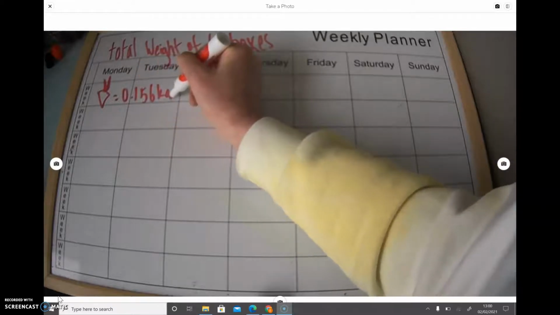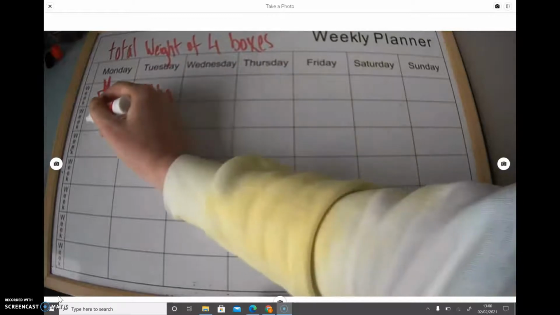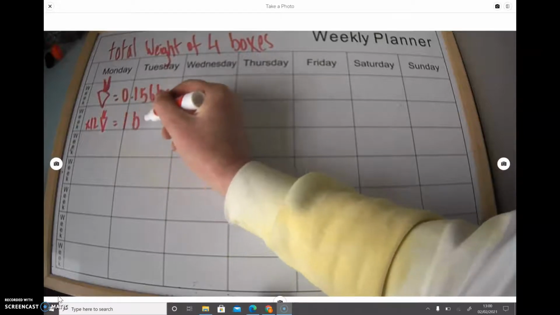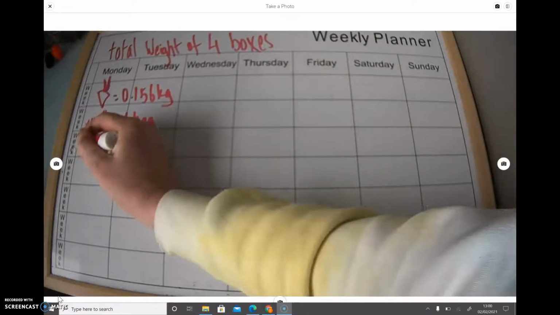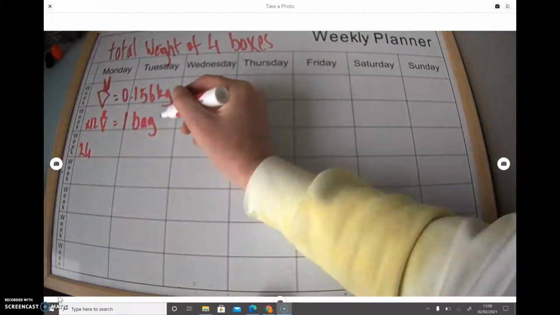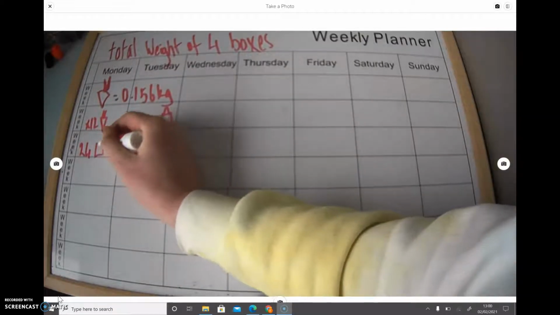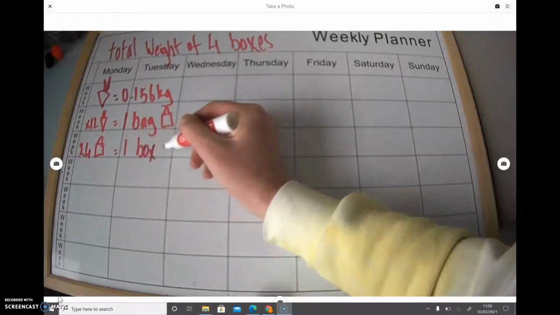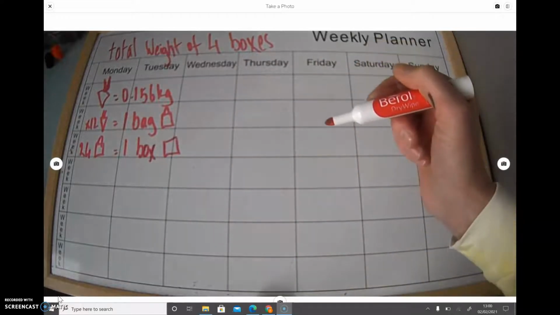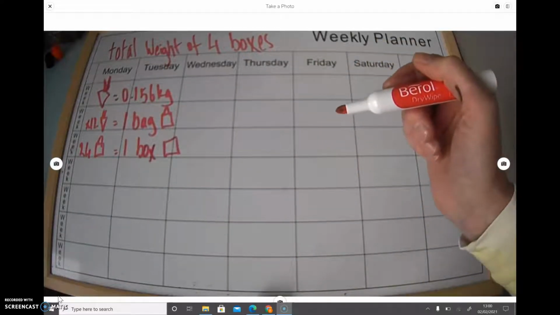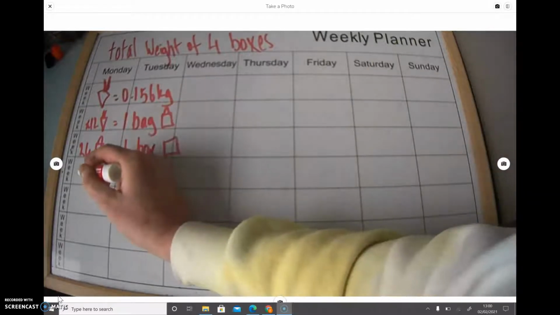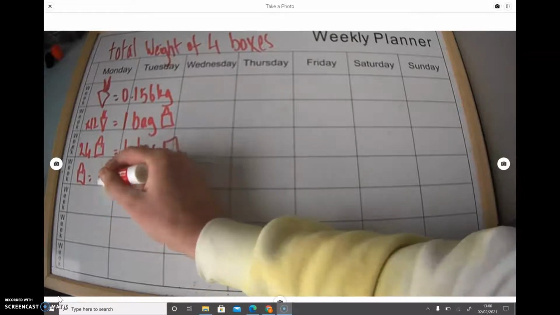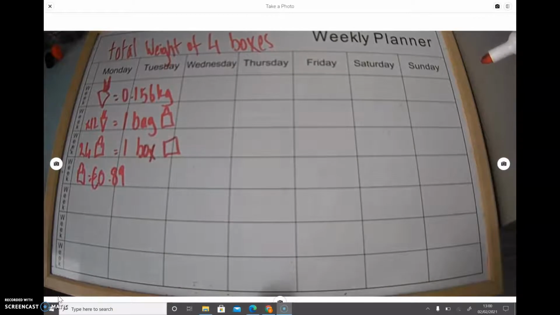1 carrot is 0.156 kilograms. Okay, there are 12 carrots in 1 bag. There are 24 bags. I'm going to draw a little bag here. There's 24 bags in 1 box. And 1 bag is 89 cents. So the price of 1 bag is 0.89 euro, which is 89 cents.